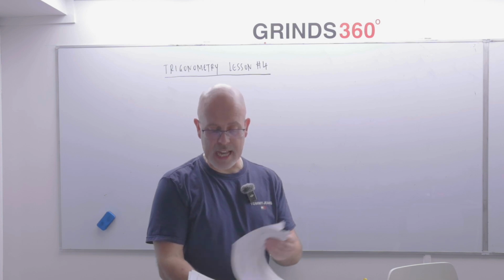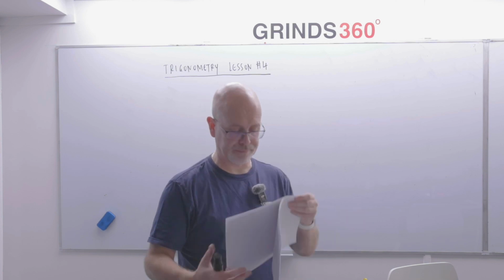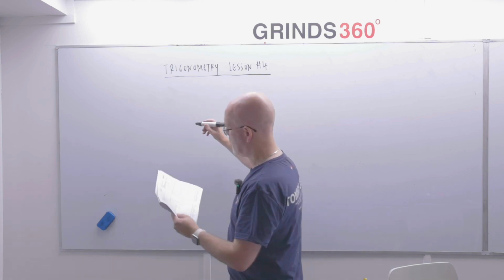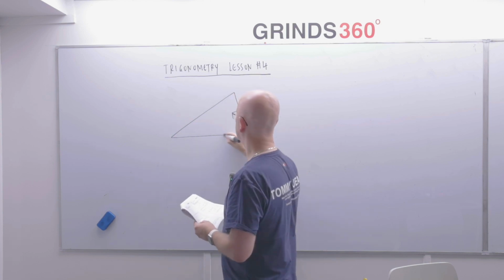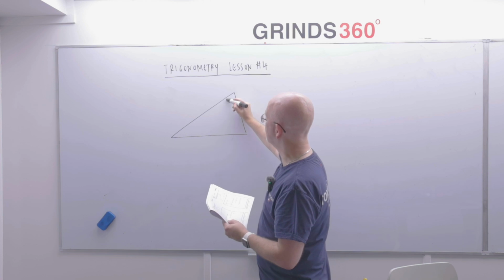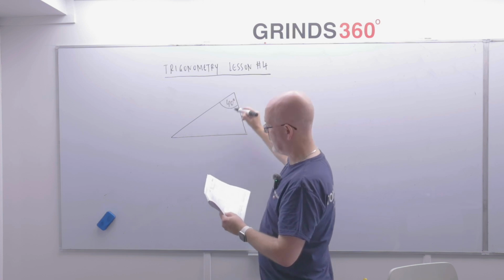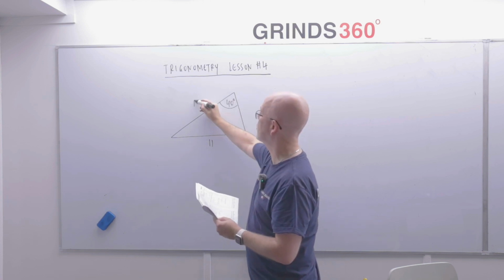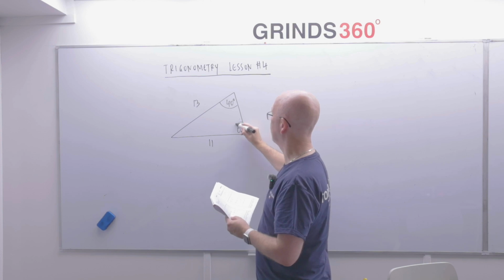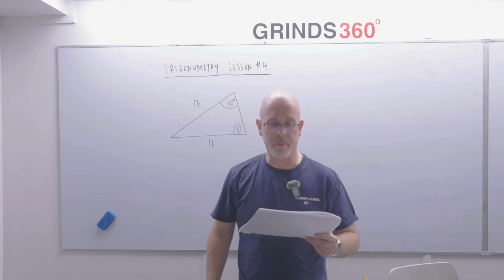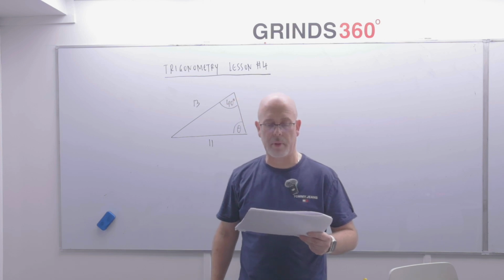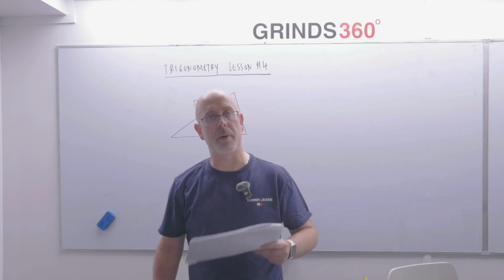So if you look, for example, at the question on page 49. We've got this triangle here, and we're told that that angle there is 40 degrees. This side here is 11, that side there is 13, and that side there is theta. We're asked to find two possible values for the size of the angle marked theta in the diagram below. Give your answers correct to one decimal place.